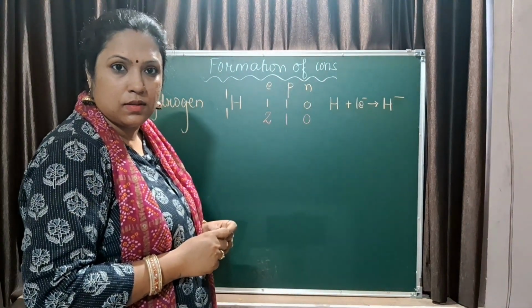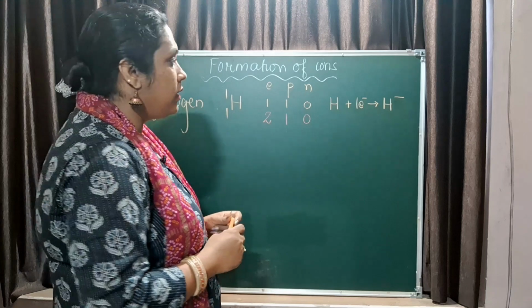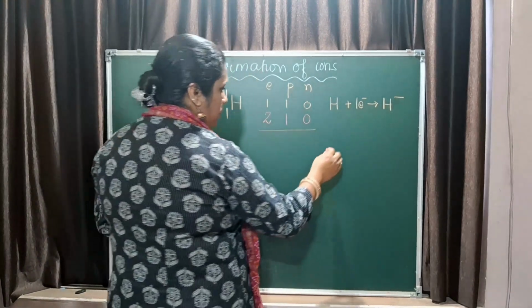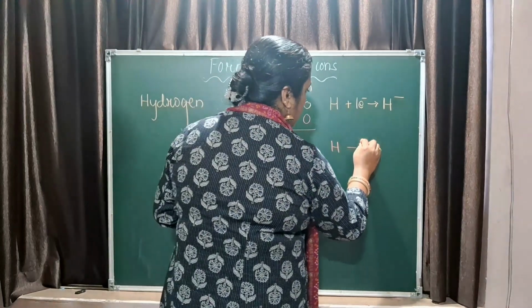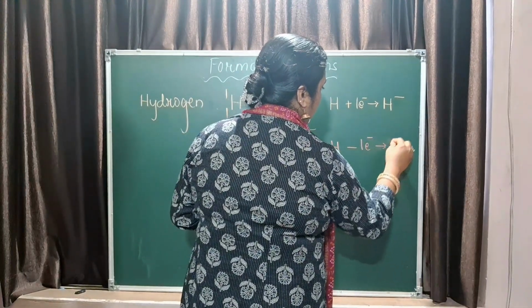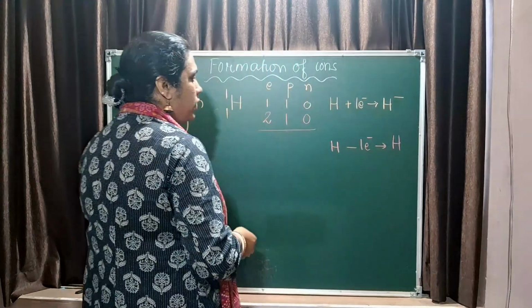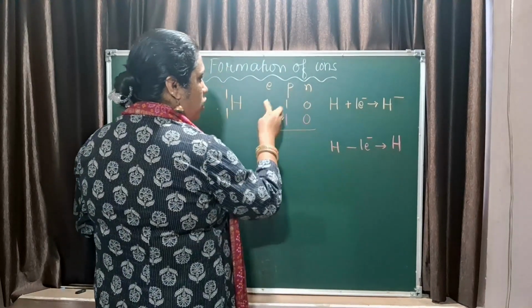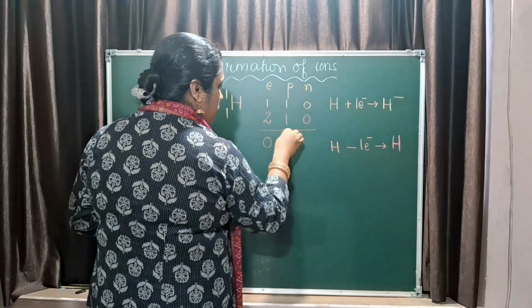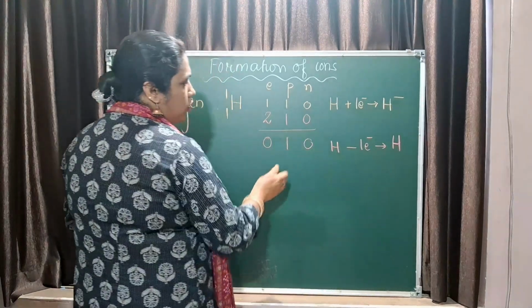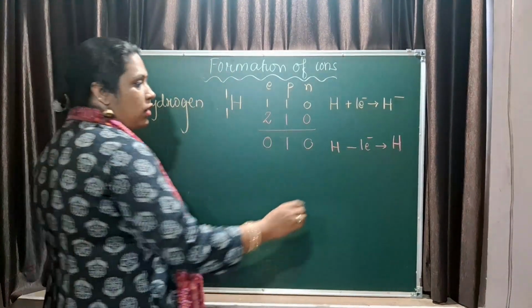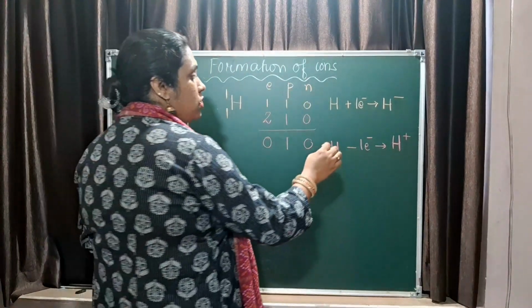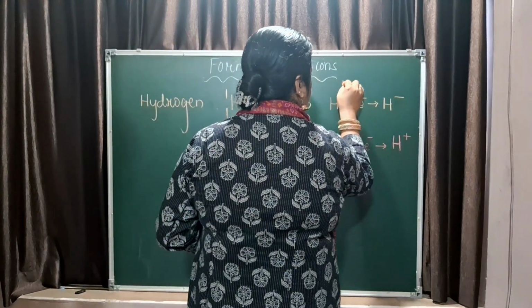You understood? It will acquire a negative charge. Similarly, if hydrogen loses the 1 electron it has, now what happens? Since it has lost that electron, electron is 0, proton is 1 and neutron is 0, so 1 proton extra. So, this will acquire a positive charge.